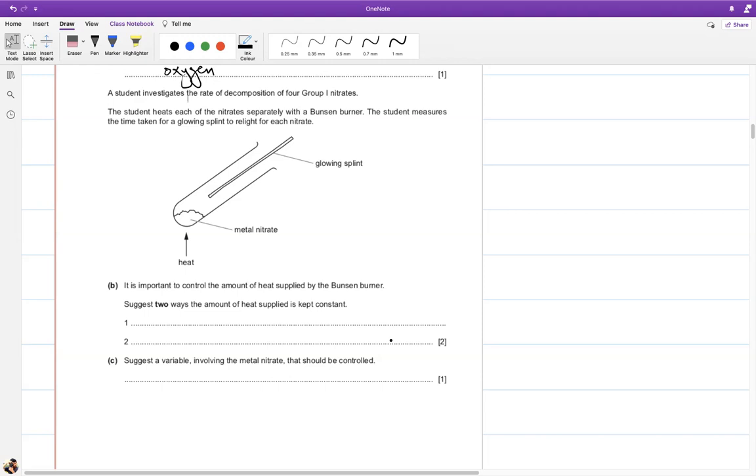Okay, and that will tell us whether we have the same amount, and we can make a good comparison. Now, saying same mass would be wrong, because same mass of different things will have different number of particles. Okay, and we are trying to figure out the rate of decomposition of those particles.